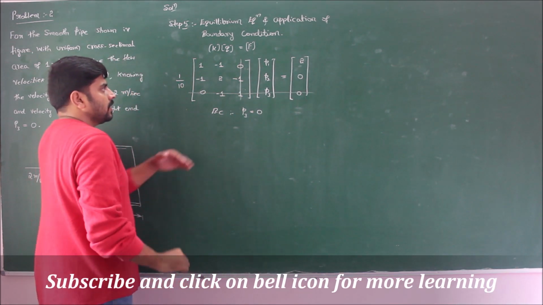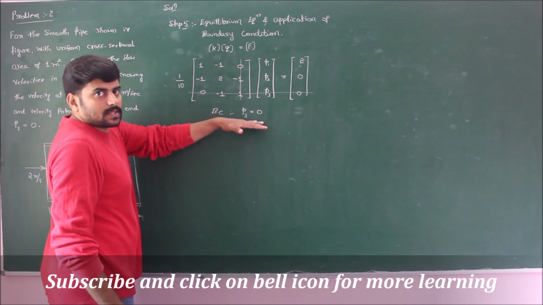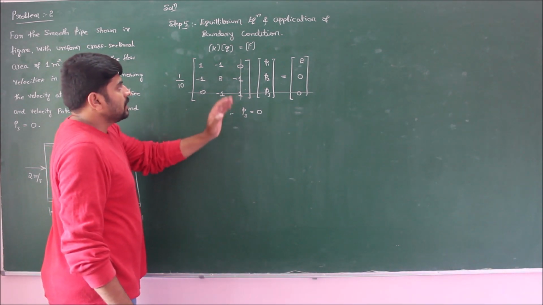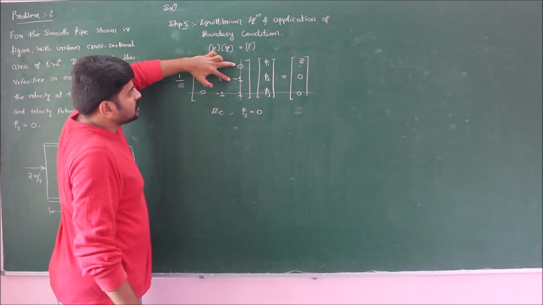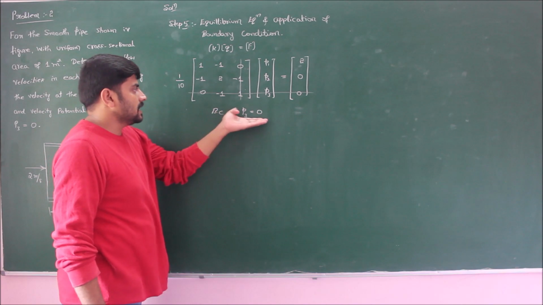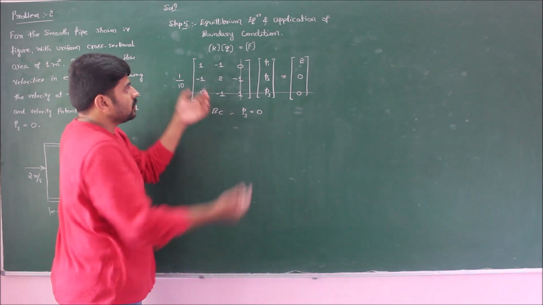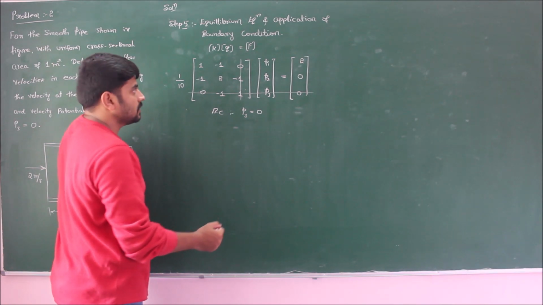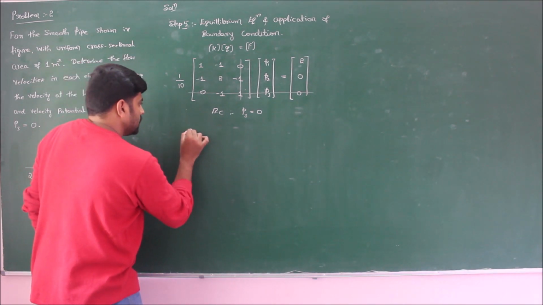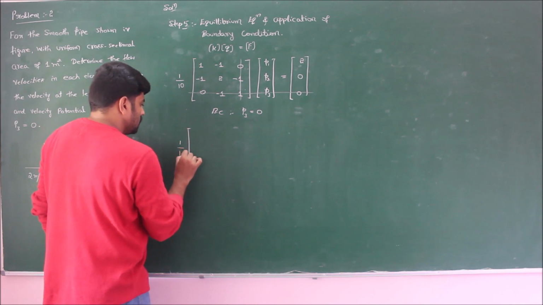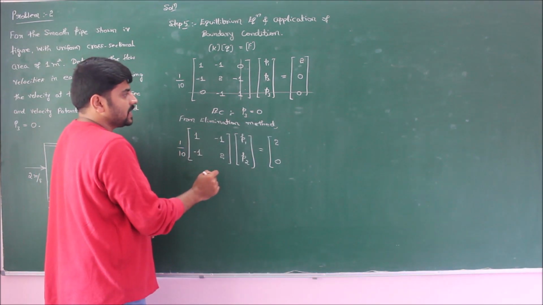Now if you clearly observe, the velocity potential is set to 0. So no need to multiply these two terms to the corresponding element and take it to RHS. Since the boundary condition is set to 0, just note down the values that are left out and solve to get the correct answer. That is, I'll get 1 by 10 from the elimination method of handling the boundary condition.